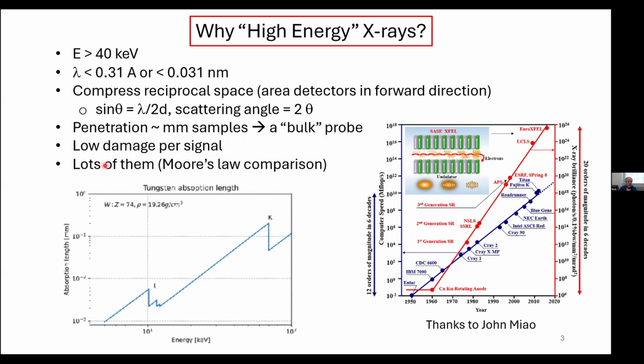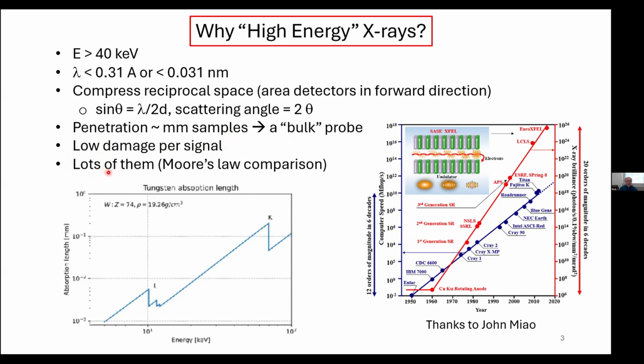Also, as you go to high energy, you get less damage per signal. Both the signal and the absorption cross sections go down, but the absorption cross section goes down faster than the signal does. So you can actually study relatively soft materials with high energy X-rays without introducing a lot of damage.